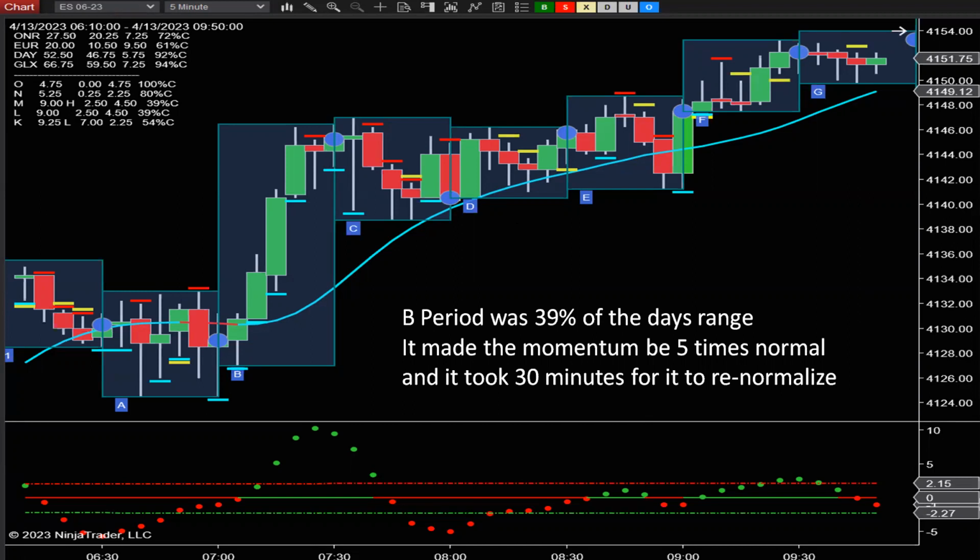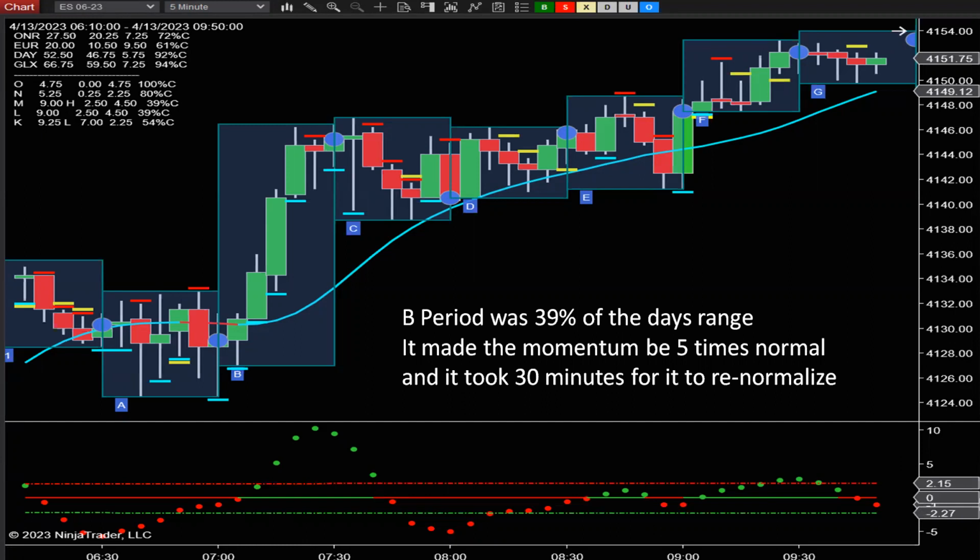So what else did it do? I've got smart momentum on there down on the bottom. It pulled that smart momentum so strongly. Normally, the upper boundary of smart momentum is about 2. This went all the way up to 10. So it made the momentum 5 times normal, and then it took 30 minutes for it to renormalize.